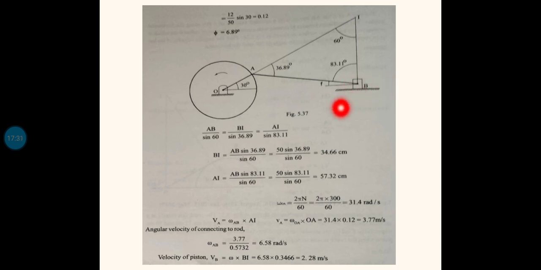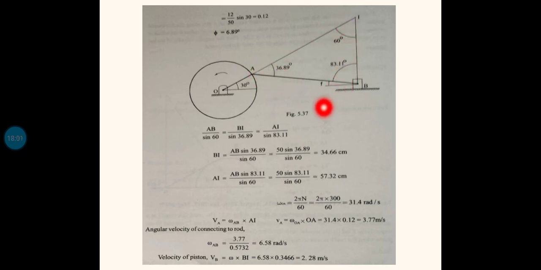I want to calculate the angular velocity of the rod AB. For that I have to find the distances IB and IA. For that I am using the sine rule for this small triangle IBA. Within this triangle, applying the sine rule: AB by sine 60 equals BI by sine 36.89 equals AI by sine 83.11.